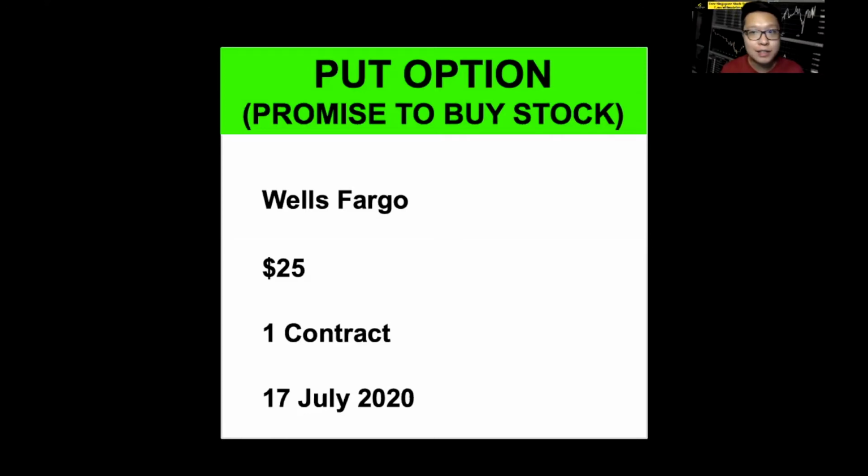So you can see that 17 July is actually pretty close. It's about 2 more days before this paper will expire. I think that is also the reason why we are doing this webinar today. Very interestingly, in the option market, when you take this paper to the market, people are actually willing to pay you money. That means you tell people, hey, I want to buy at $25, and people are willing to pay you money to have this particular promise.